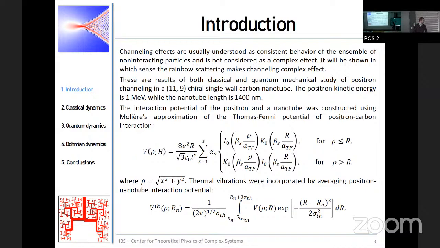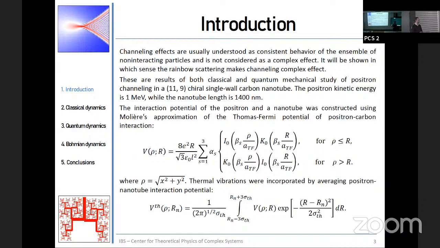So what is the source of this potential? The source of this potential is the potential of positron-carbon atom interaction, which is a little bit strange, but it is given by the statistical Thomas-Fermi model of the atom. It works well for high energy scattering.